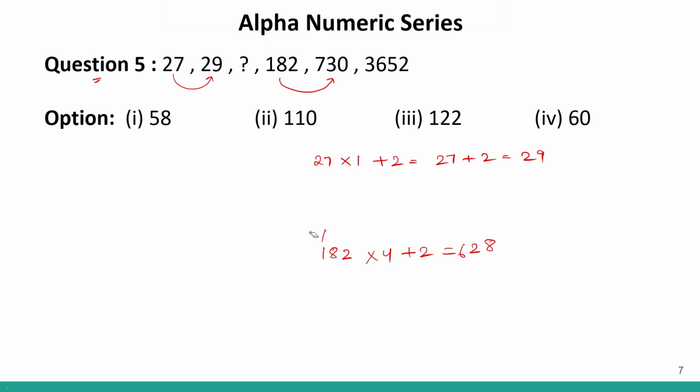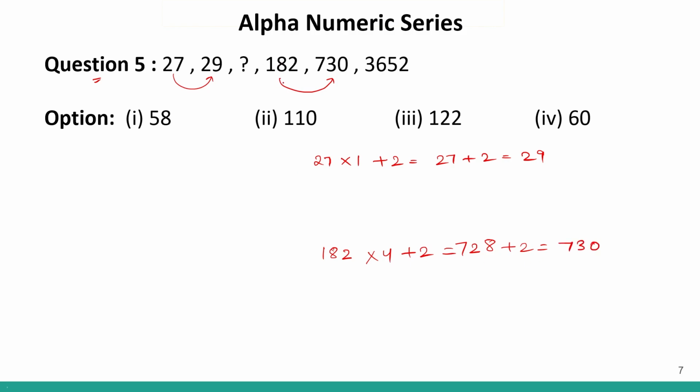So this will be 628. And if I add 2, I'll get 6. Sorry, this will be 728. 4 into 2, 8. 4 8s are 32. And 4 into 1 plus 3. Okay. 728 plus 2 will give me 730.